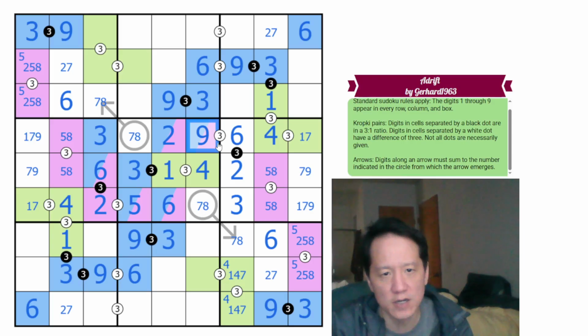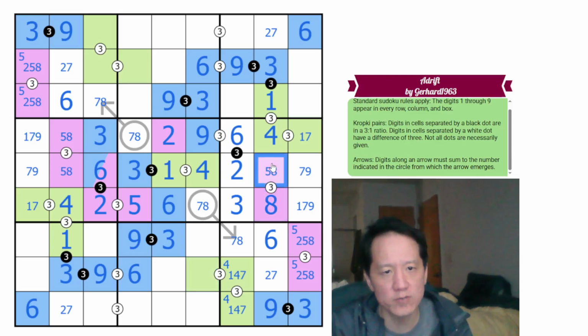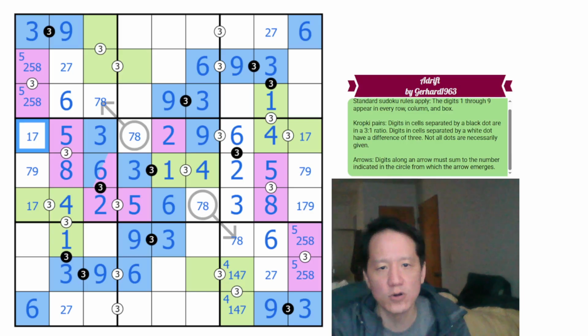This has to be a 9. So this is not pink. Not pink. This is not blue here. This is not pink. And this is not blue. This can't be 5, so this must be 8, which makes that a 5, which makes that 8, which makes that a 5. This can't be 9 anymore.